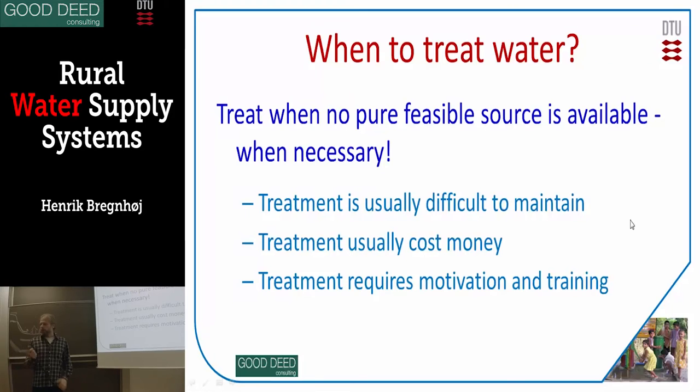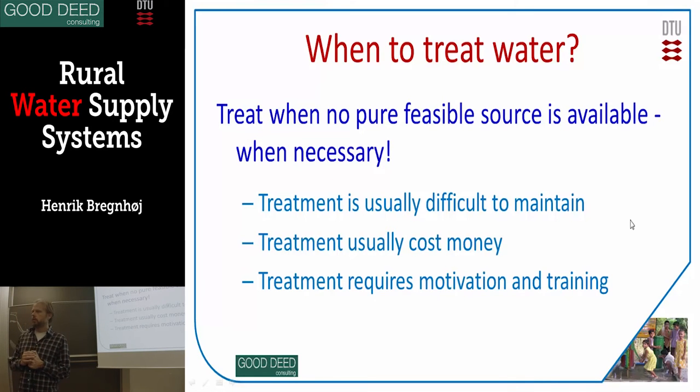So, when are we going to treat, just to frame this whole thing, it's not always that you treat it, and there are some reasons that you don't do it as the first thing. You should start looking for a feasible source. If there's another source that you don't need to treat, you would go for that, investigate that first.